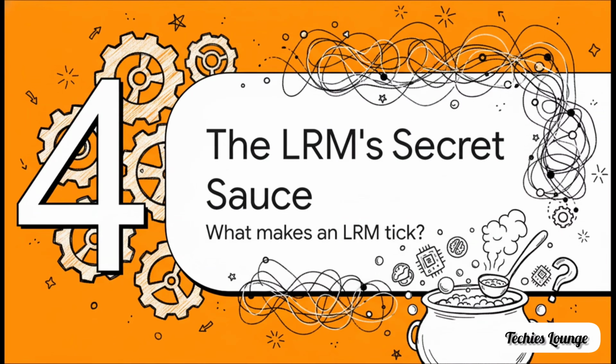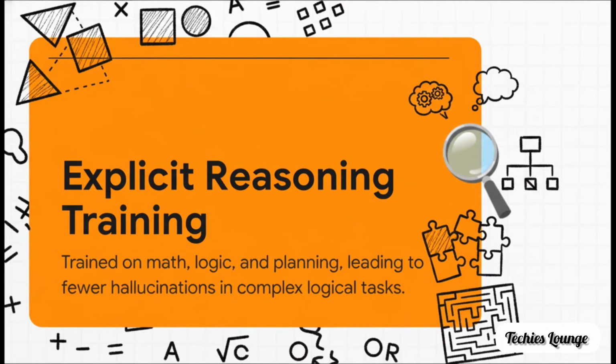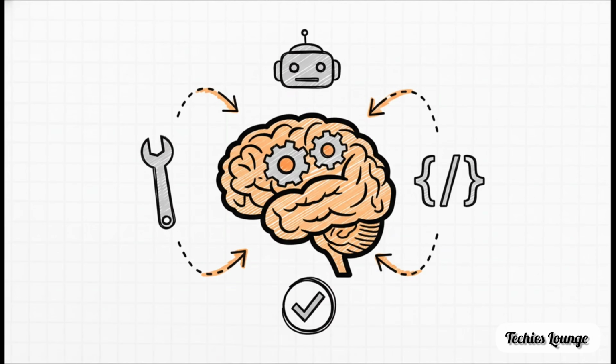So you're probably wondering, how is this even possible? What's going on under the hood that gives an LRM these analytical superpowers? Let's get into the secret sauce that really separates it from your standard language model. The key, and this is the whole thing, is the training data. LLMs aren't just trained on all the text on the internet. No, LRMs are explicitly trained on massive data sets of math problems, logic puzzles, planning challenges, and causal reasoning. And it's this specialized diet that makes them so robust and leads to way fewer hallucinations when you give them a complex logical task.